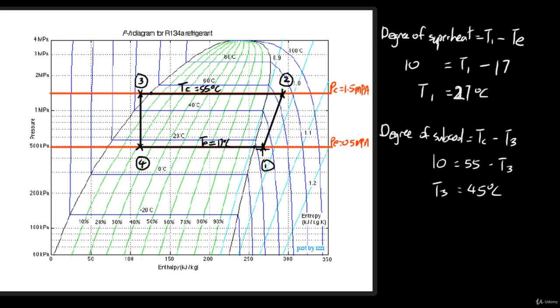So H1, if you refer over here, you draw a line downwards. Somewhere over here, maybe it's around 260 or 265. H2 is before 300, maybe it's around 290. So this one is your H1, this one is your H2. H3 is equal to H4, which is over here, around 110. So you can write down your enthalpy values 265, 295, and 110.